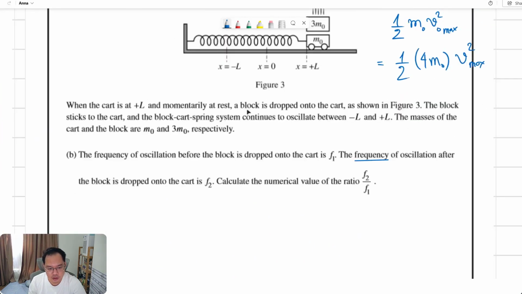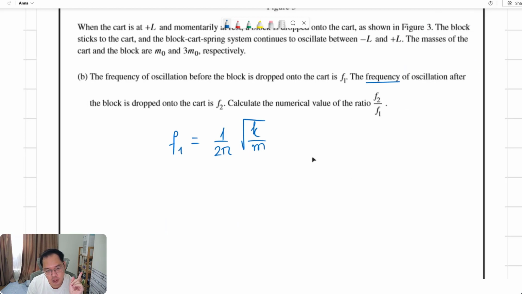So we use the formula, the frequency f of an oscillator is 1 over 2 pi square root of k over m. Since k is a constant, for the first oscillation, f1 is 1 over 2 pi square root of k over m0. For the second oscillation, when the block is dropped on and attached with the mass, the new frequency is 1 over 2 pi square root of k over 4m0.